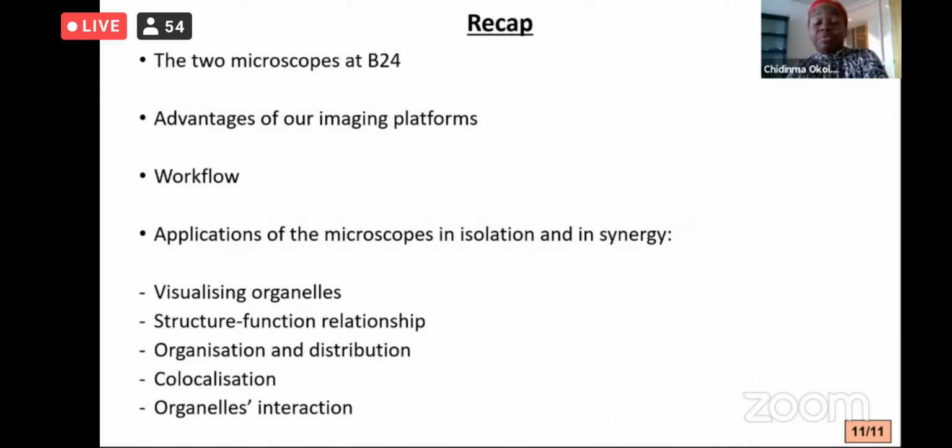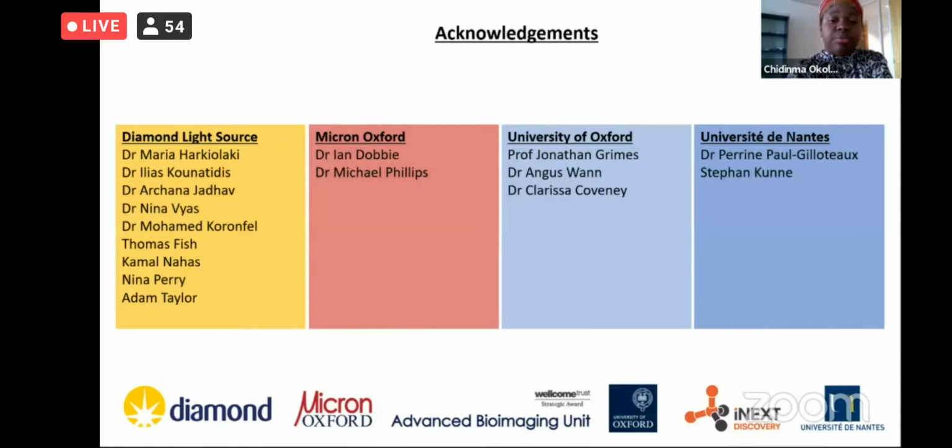So far I've been able to explain the two imaging platforms we have at Beamline B24 at Diamond Light Source, the advantages each of these platforms possess in isolation or in synergy, as well as talking about different applications of these platforms in different projects.